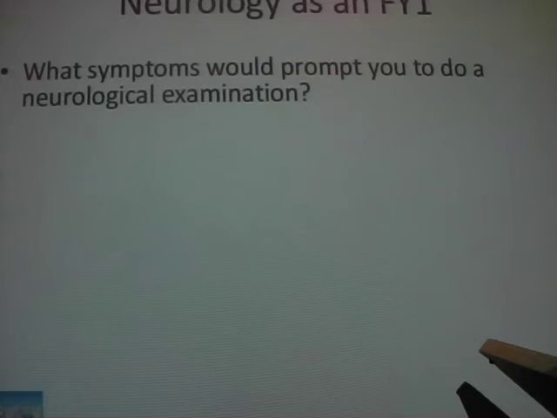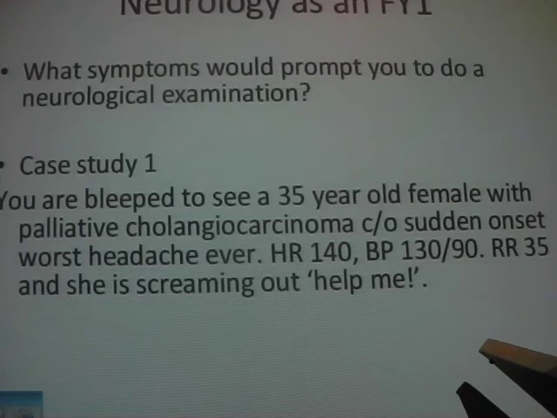Okay, so I'm on surgery at the moment, and I got bleeped to go and see a 35-year-old lady with newly diagnosed palliative cholangiocarcinoma, complaining of sudden onset of the worst headache ever. The heart rate was 140, blood pressure was 130/90, respiratory rate was 35, and she was screaming out, help me. So, what are you going to do? ABC. Good, ABC, pretty happy A is alright. B, what do we think about respiratory rate? Pretty fast. C, she's pretty tachycardic. It doesn't get much above 140 before you're actually compromising your output. Okay? So what are your differentials for this lady?